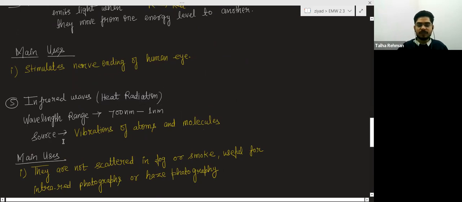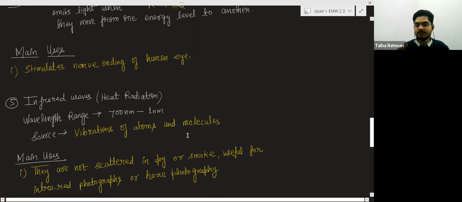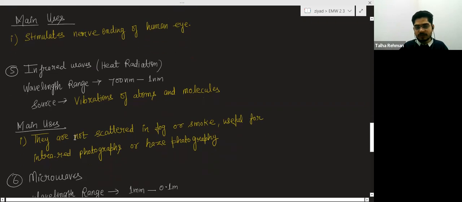And what is the meaning of the source? From what are the infrared waves produced? The vibration of atoms and molecules. What are the main uses? They are not scattered in fog or smoke, so they are useful for infrared photography or haze photography. It means that in smoke, if you want to capture a photo, infrared rays will be used.